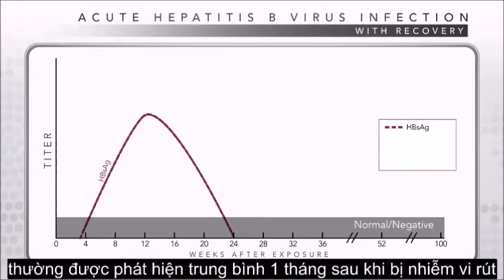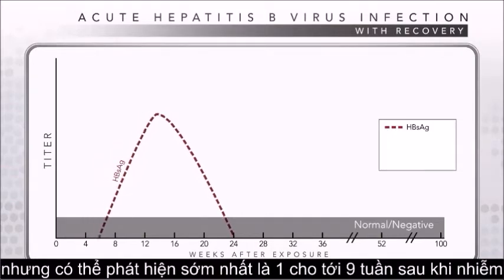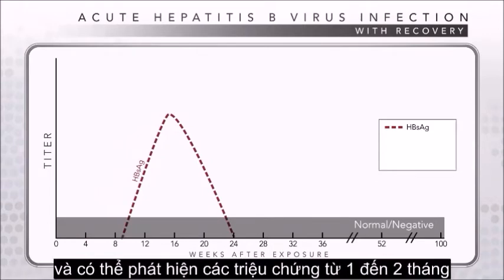HBsAg, shown by the red hatch line, can be detected on average 1 month after exposure to the virus, but can range from as early as 1 week to 9 weeks after exposure, and may precede the onset of symptoms by 1 to 2 months.